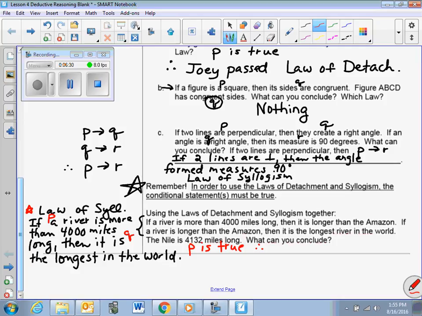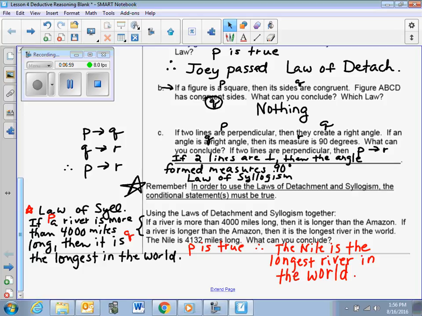Therefore, what can we conclude? That the Nile is the longest river in the world. And that's using the law of detachment. So we use the law of syllogism first, the law of detachment to get our final conclusion. The Nile is the longest river in the world. Okay. Put a question mark there if you need to ask about this in class.